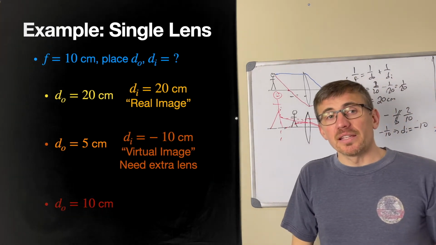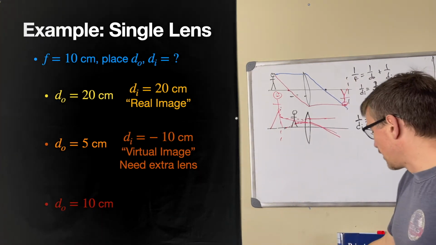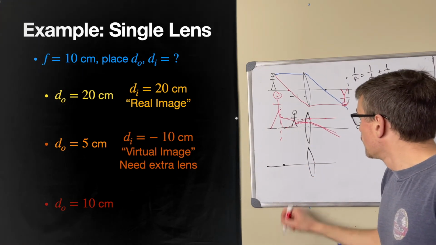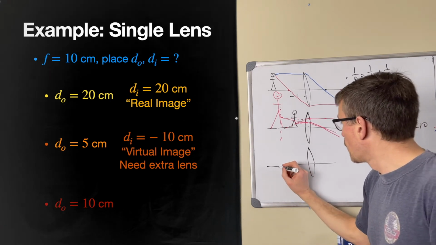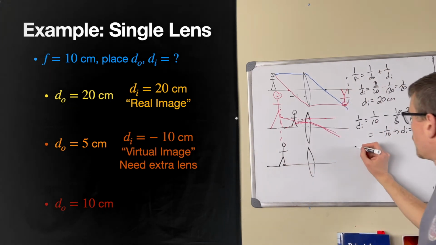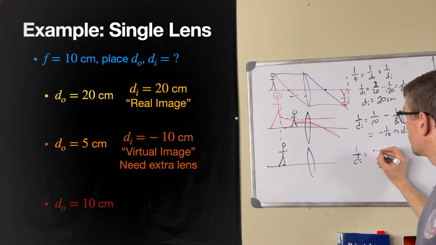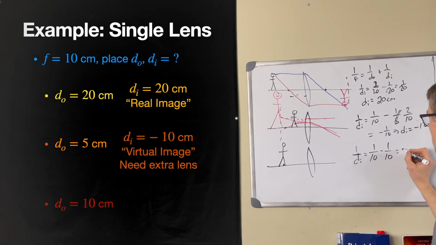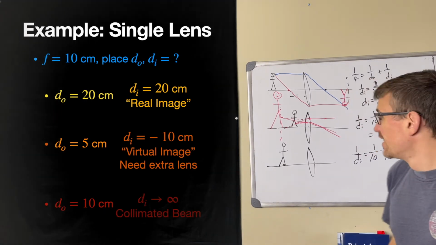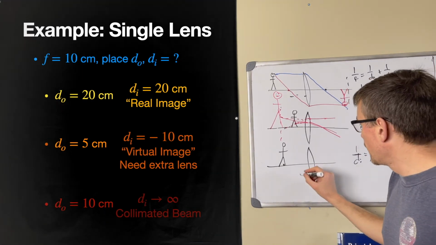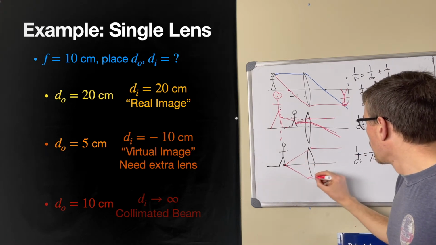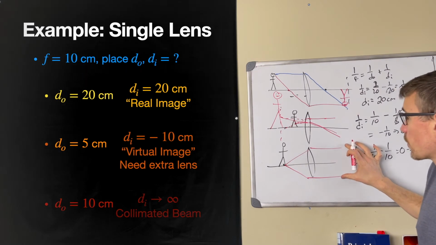Okay. And finally, let's just plug in 10 centimeters here, just to see what we get. So here's the focus. Here's our object. And we have 1 over the image distance is equal to 1 over focus minus 1 over the object distance, which is 0. So image distance is infinity, all right? What does that mean for an image distance to be infinity? Let's look at the rays coming out here, the rays from his toe, I guess. They don't diverge, nor do they converge.